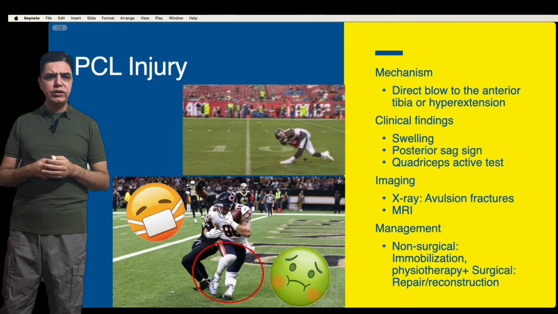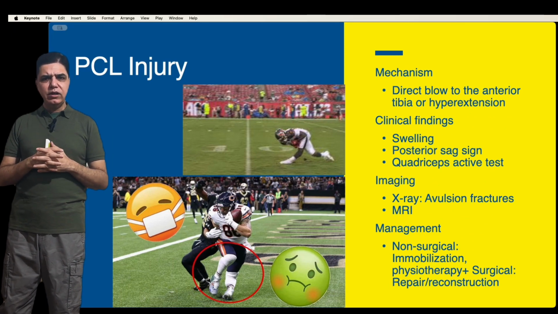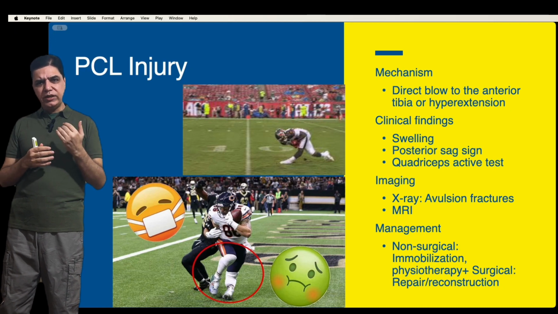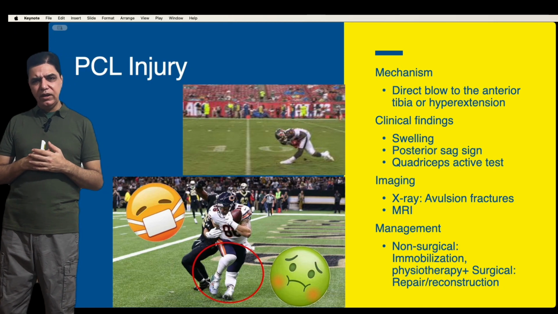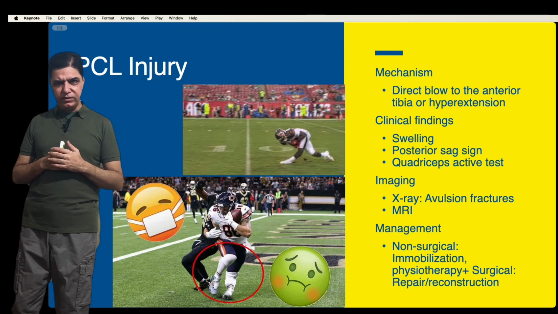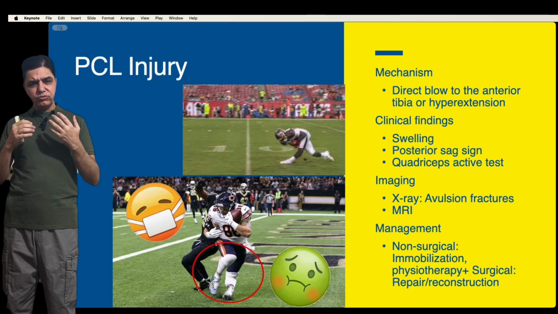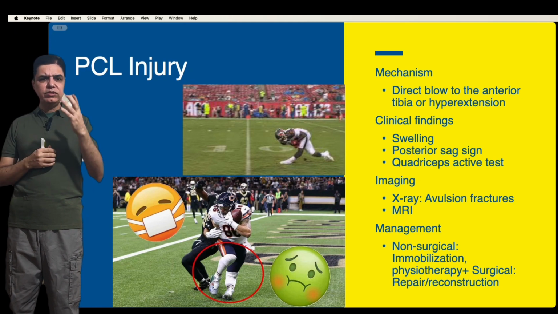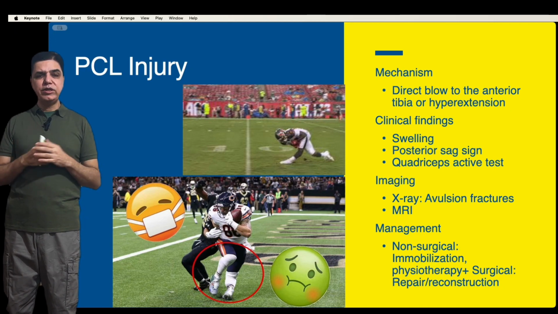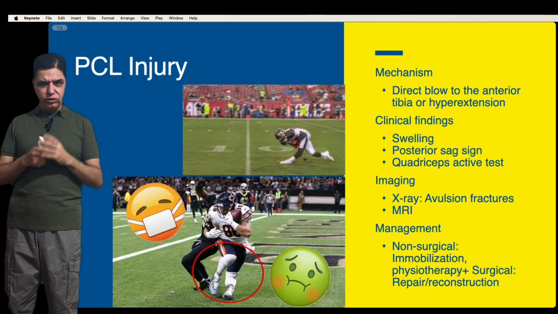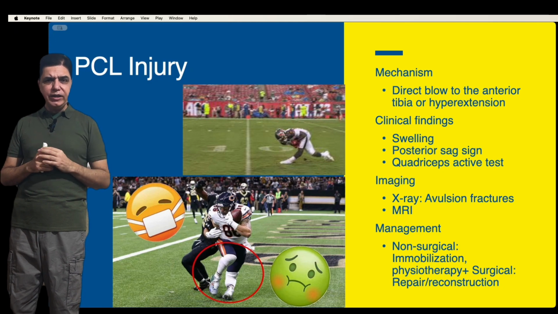Then coming down to posterior cruciate ligament injury. Posterior cruciate ligament injury usually occurs when there is a direct blow to the anterior tibia or hyperextension. Usually these players would be playing football or rugby, and somehow there is a hyperextension with stress forces on the knee joint, as you can see in this picture, and these types of injuries would sometimes lead to posterior cruciate ligament injury. So it's either a direct blow to the anterior tibia or a hyperextension leading to this injury.